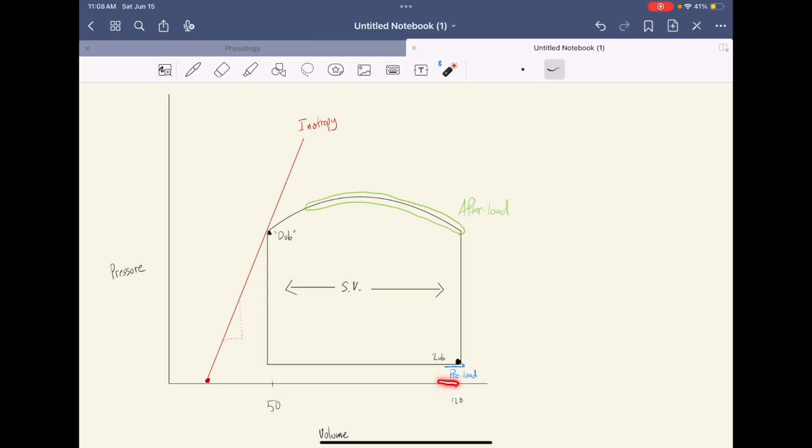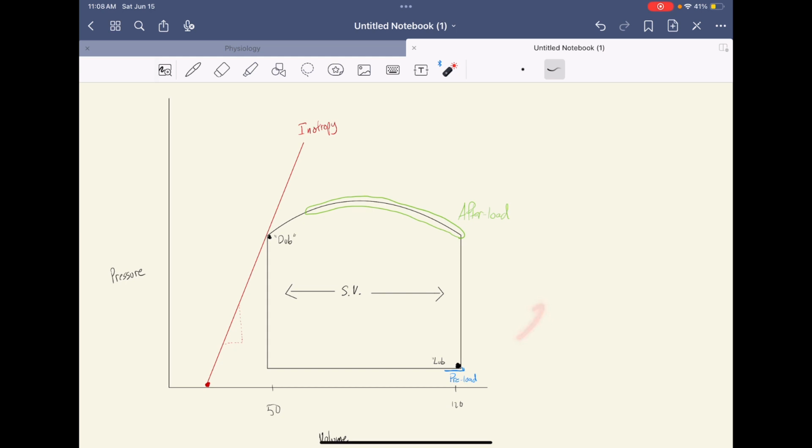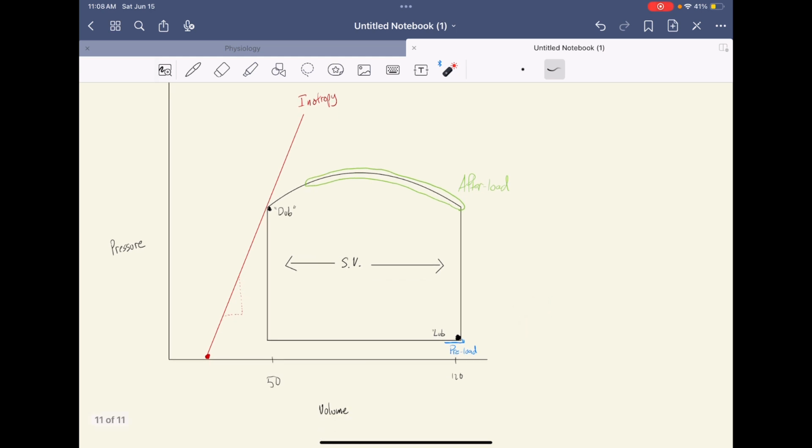So as we move our volume across and we're increasing in volume, our pressure stays consistent. And here we get that preload. Preload is the amount of blood that we have in the ventricles pre-contraction. It's all of the blood that has filled those ventricles. And there is where the mitral valve closes. We get that lub.